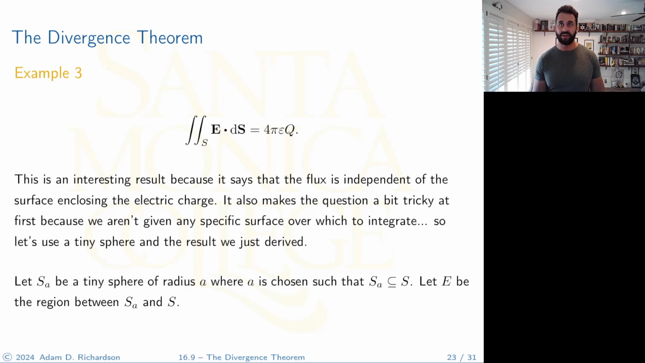It's also a bit tricky to think about the question initially because we're not given any specific surface over which to integrate. S is arbitrary, an arbitrary closed surface surrounding the charge Q, right? So let's do this technique that we saw earlier a couple of times. Let's use a tiny sphere, and we'll use that finite additivity result that we just derived. So let S sub A be a tiny sphere of radius A, where A is chosen so that that tiny sphere is contained inside the surface S. So basically choose the radius to be small enough that your sphere is inside of S, kind of like that egg example, right? We're going to let E be the region between the tiny sphere and the arbitrary surface S.